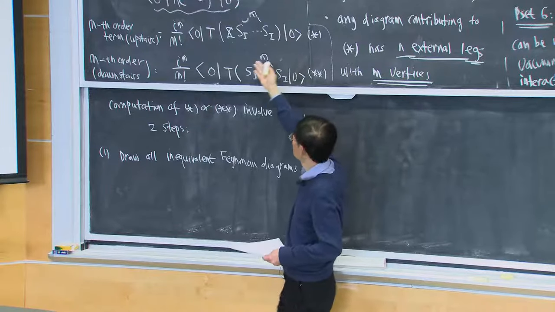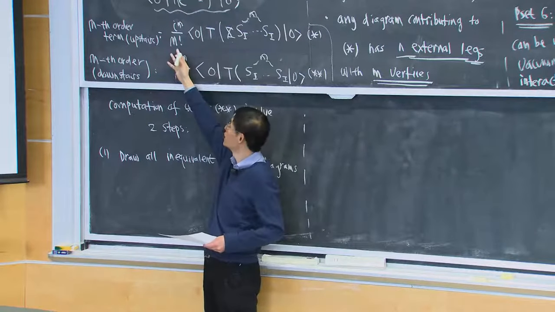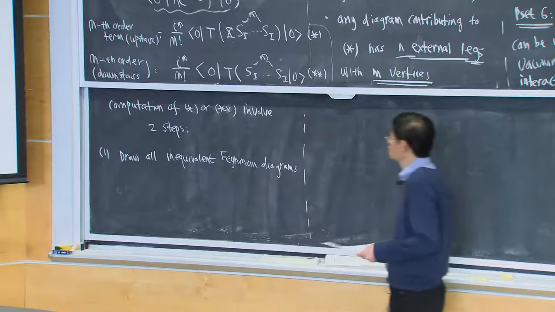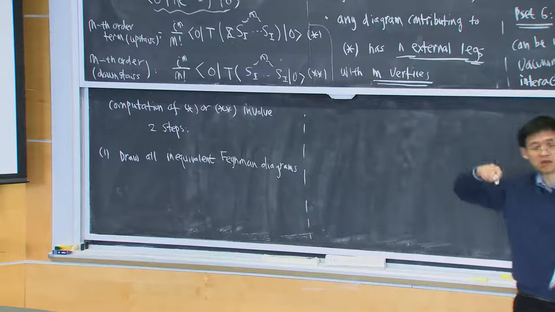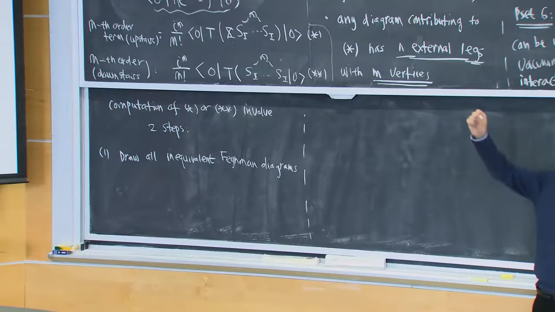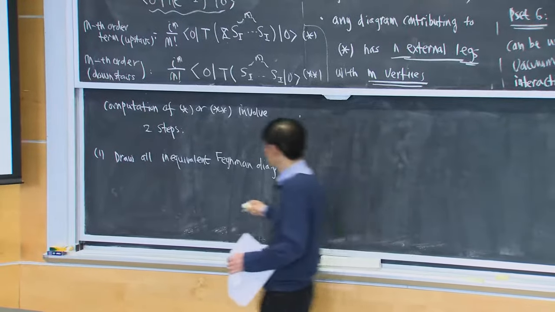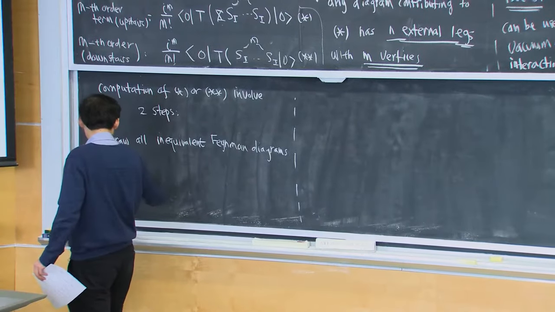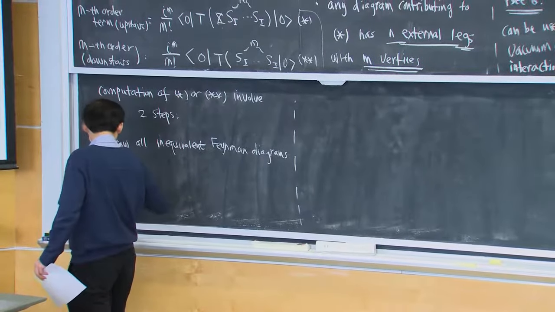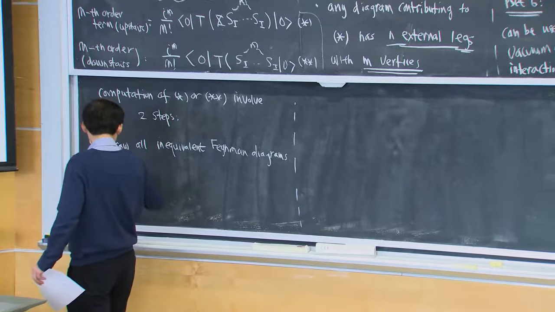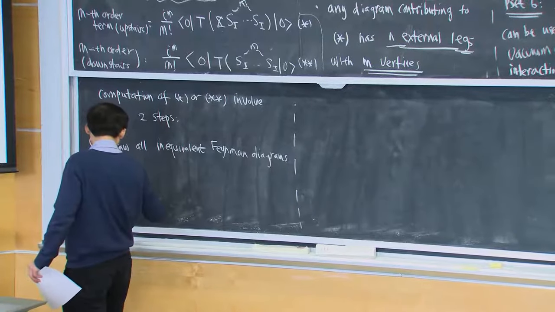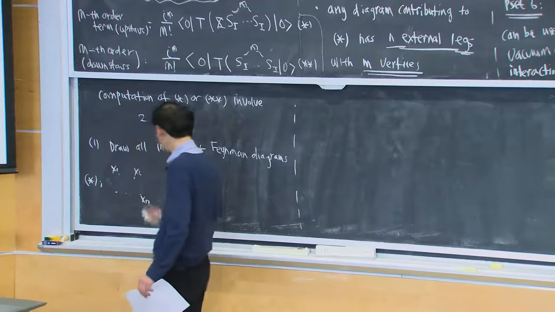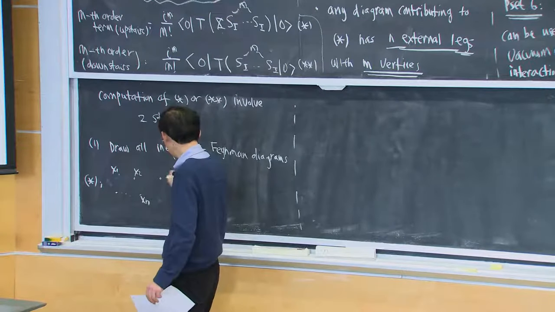So at each order, at each mth order, you have n external points and m vertices. For the n-point function, you just have n external points, say x1, x2, in coordinate space, and then you have m vertices.